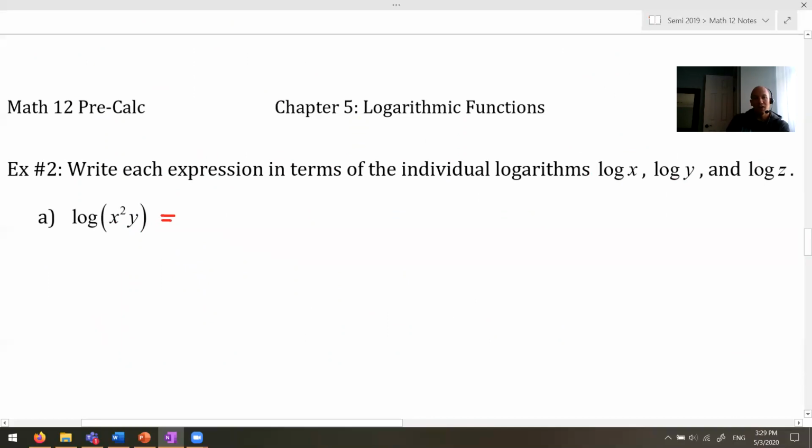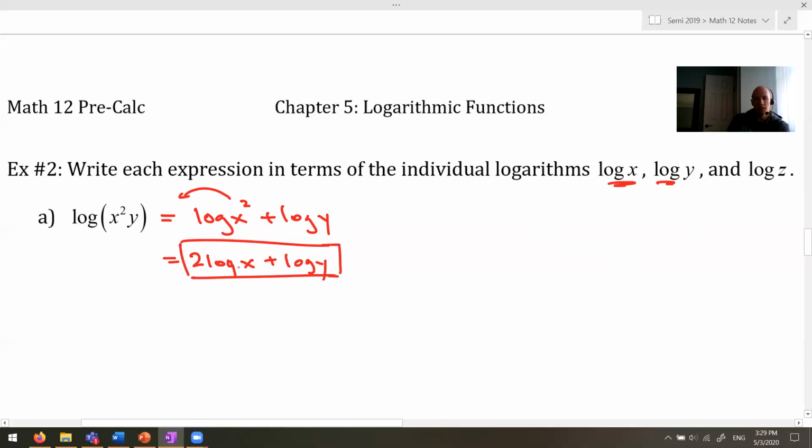because I've got log of x squared times y, I can split this up into log x squared plus log of y. This isn't exactly in terms of log x and log y. We're not supposed to have log x squared, we're supposed to have log x. So the way that we do this is we're going to write it by bringing the 2 out front. This will be 2 log x plus log y. Once we've got it looking like this, life's good. Put a box around it, everyone's happy. Okay, so we've got 2 of this thing and 1 of this thing.